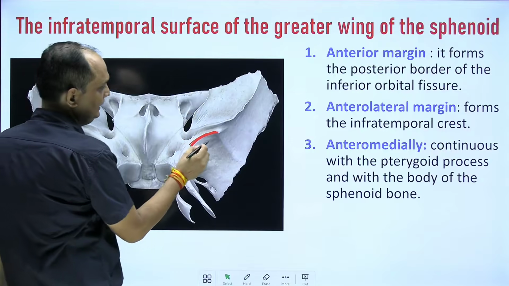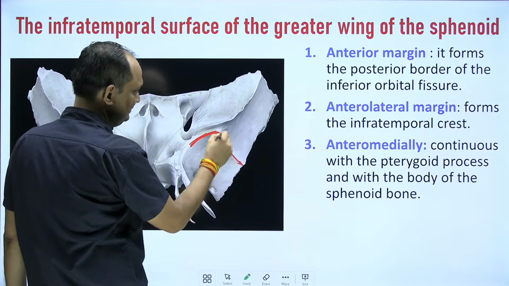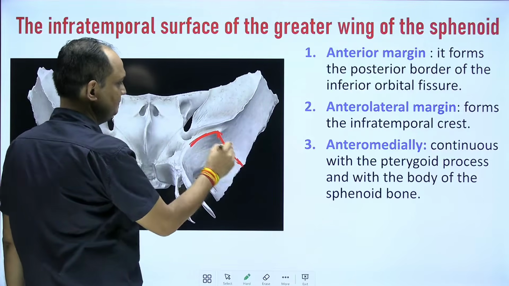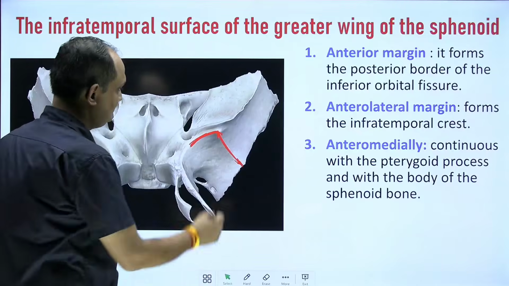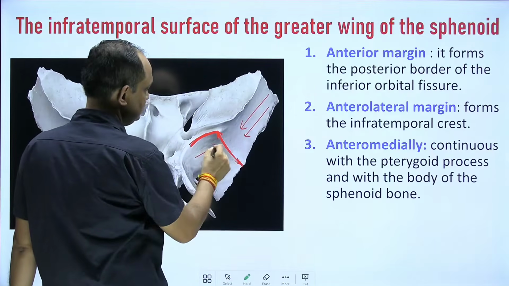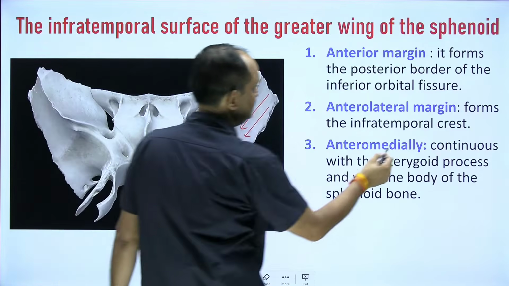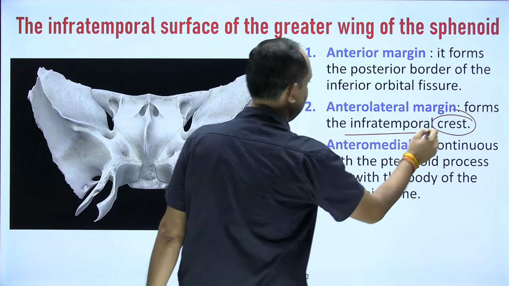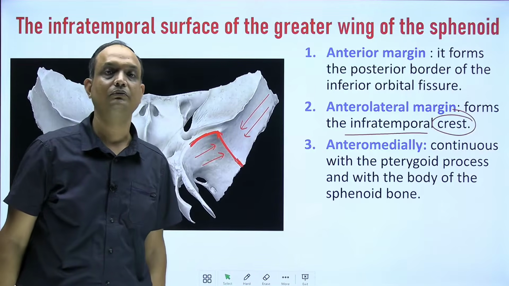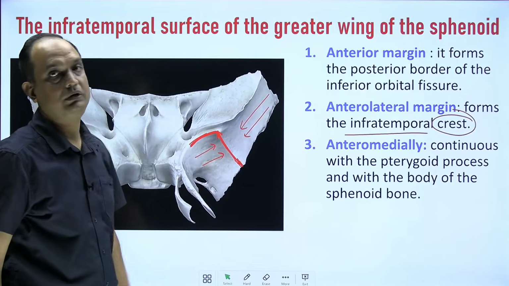Then you will have the anterolateral margin. Now, this margin is very important, because when you have the dry skull in your hand, you can very well appreciate some projections. This is the junction of the lateral part of the greater wing and the infratemporal part of the greater wing, and this is known as the crest. This crest has a very important feature because it gives origin to the upper part of the lateral pterygoid muscle. So, this is your infratemporal crest.